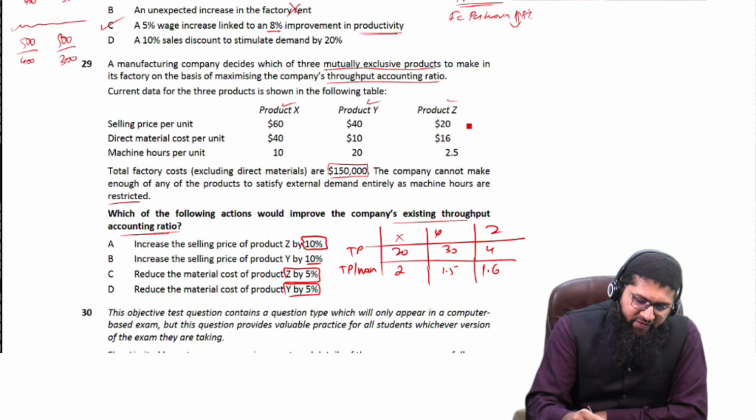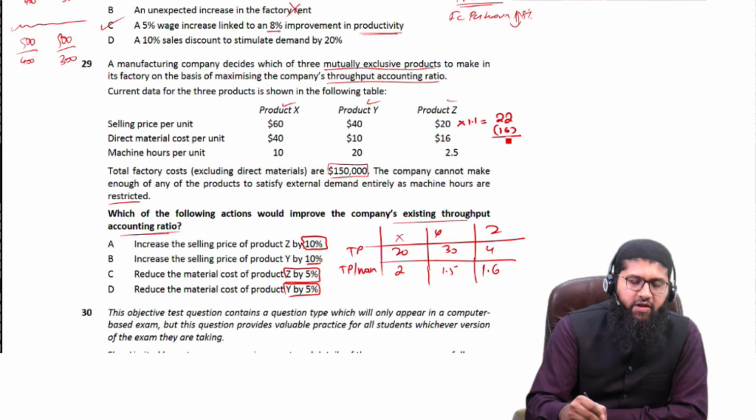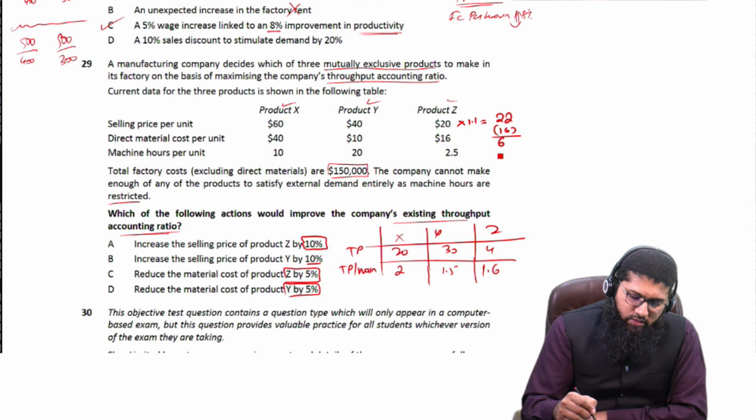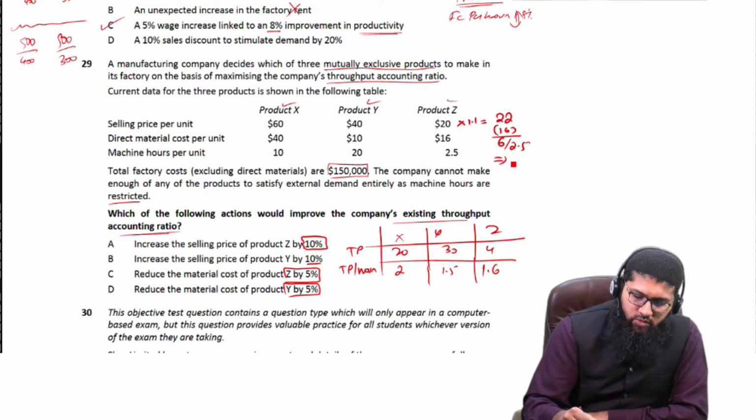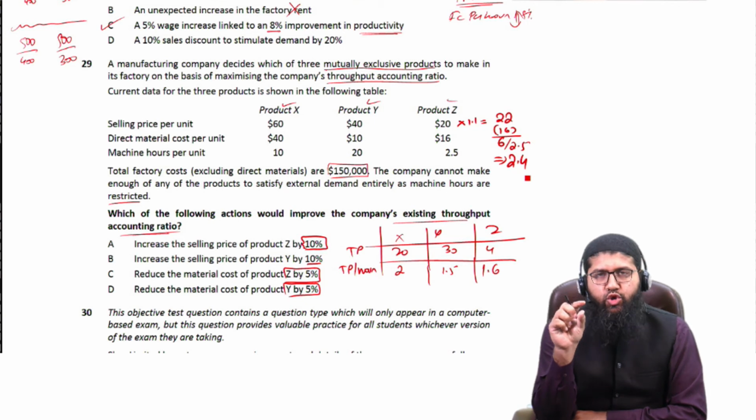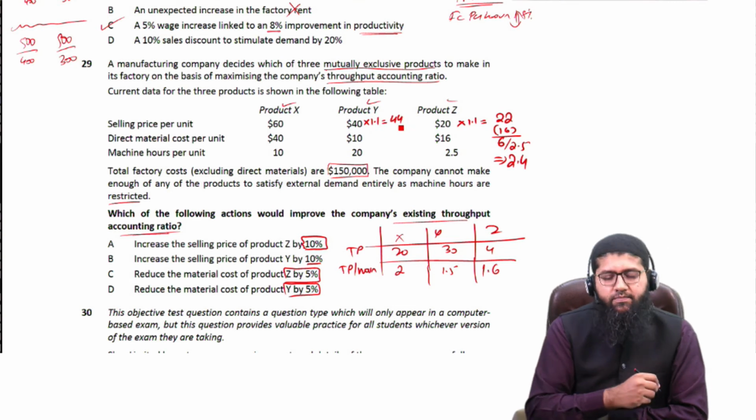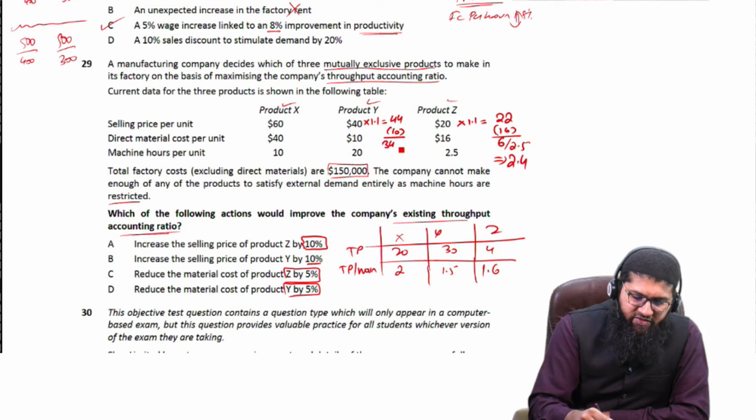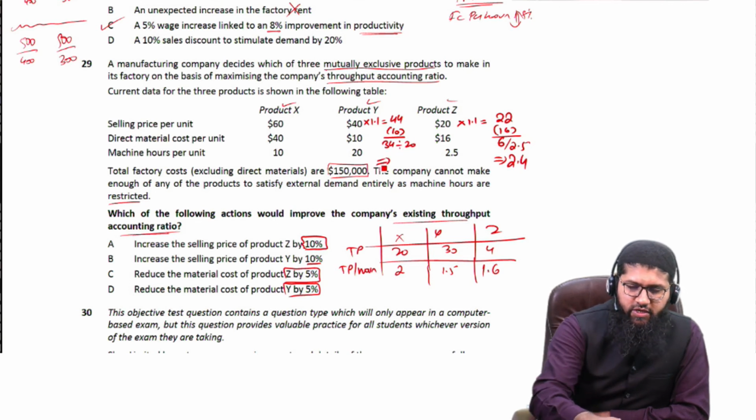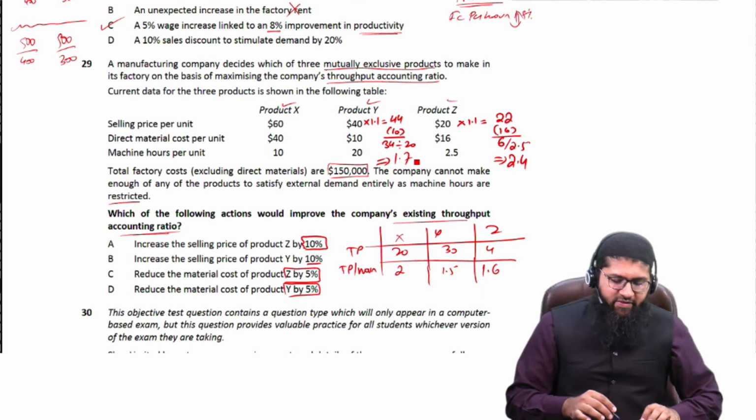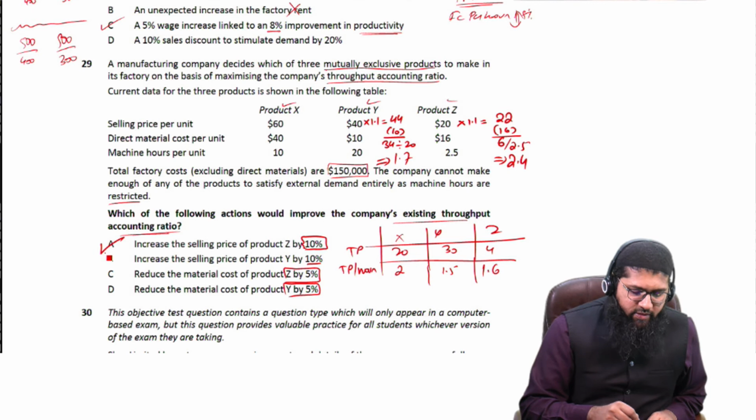If I increase the selling price of Z by 10%, it's actually going to become 22. 16 is there. So 22 minus 16, I'll get 6, divided by 2.5 gives you 2.4 as the throughput per hour. If I increase the selling price of Y, it would become 44. This is 10 divided by 20. So you've got 34 divided by 20 gives you 1.7. So what is actually happening is that amongst these two, A and B, A is better, B is not good.